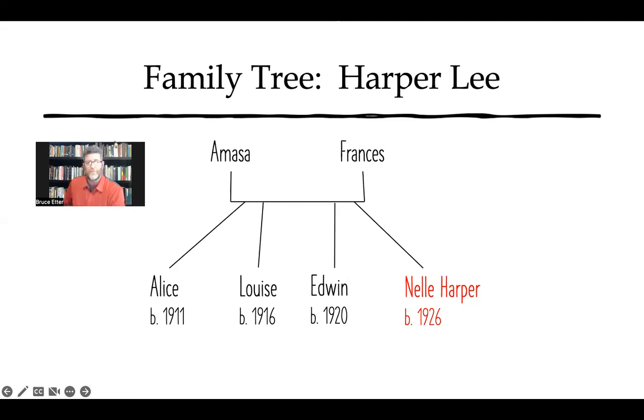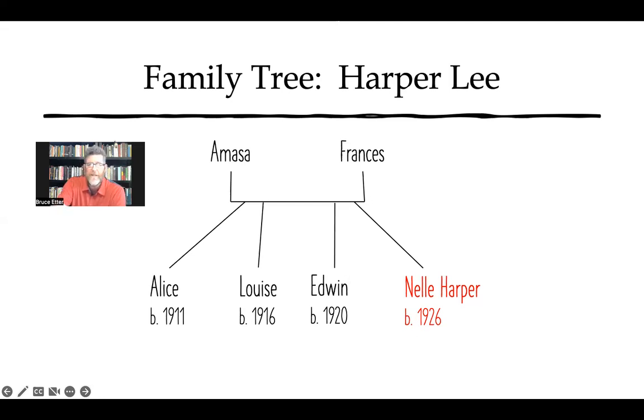So here we go. Amasa, I'm not sure how her father's name was pronounced, but Frances was her mother. Harper Lee was the youngest of 4 children. So there's Alice, who was born in 1911. Louise, 5 years after that. The only boy in the family, Edwin, in 1920. And then Harper Lee was born 6 years after Edwin in 1926.